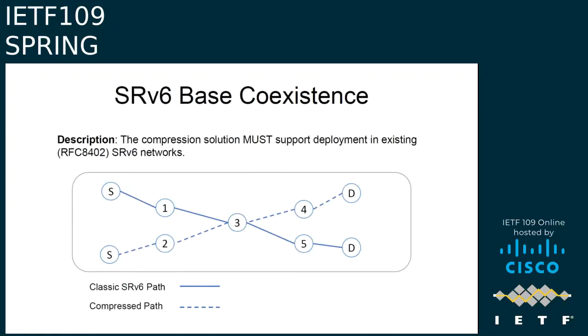This is for SRv6 based coexistence. We hope the compression solution can support deployment in an existing SRv6 network. This figure shows the application scenario. The path may only support the original SRv6 or compressed SRv6. It will not be mixed in one path. Okay, next page.